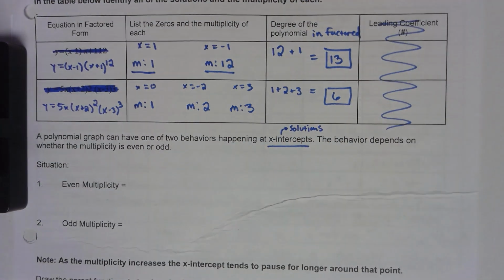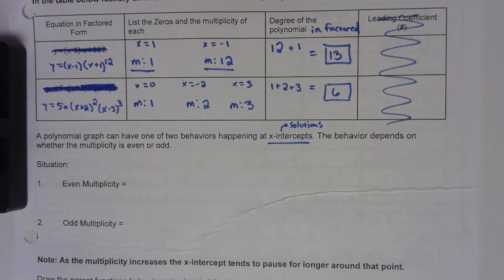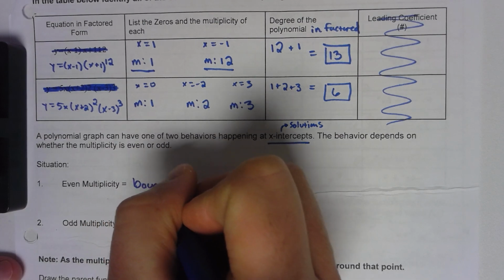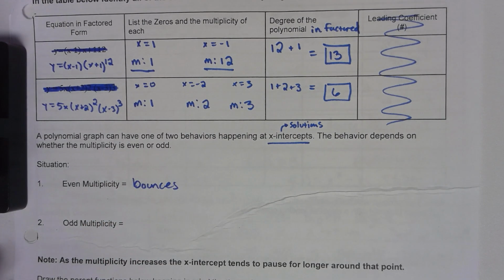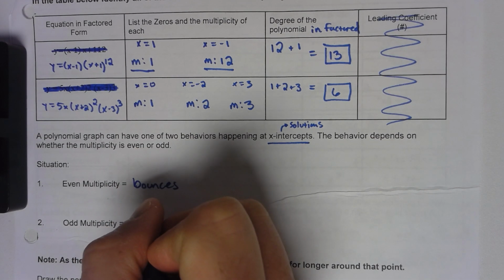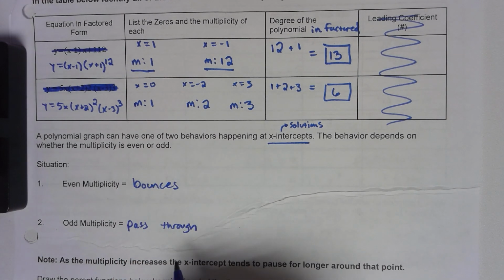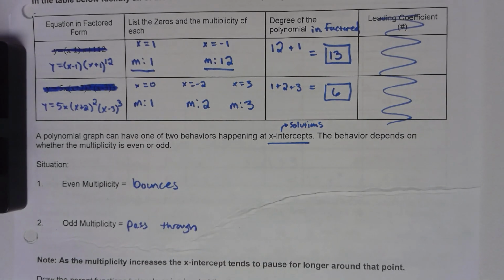Okay, so there are two behaviors we need to know. If we have an even multiplicity, the graph bounces, meaning it touches the x-axis and then stays on the same side. Think of it touching the x-axis and bouncing right back where it came from. Odd multiplicity, it's just going to pass through. So if we start below the x-axis and we have an odd multiplicity, it's going to pass through and go to above the x-axis.